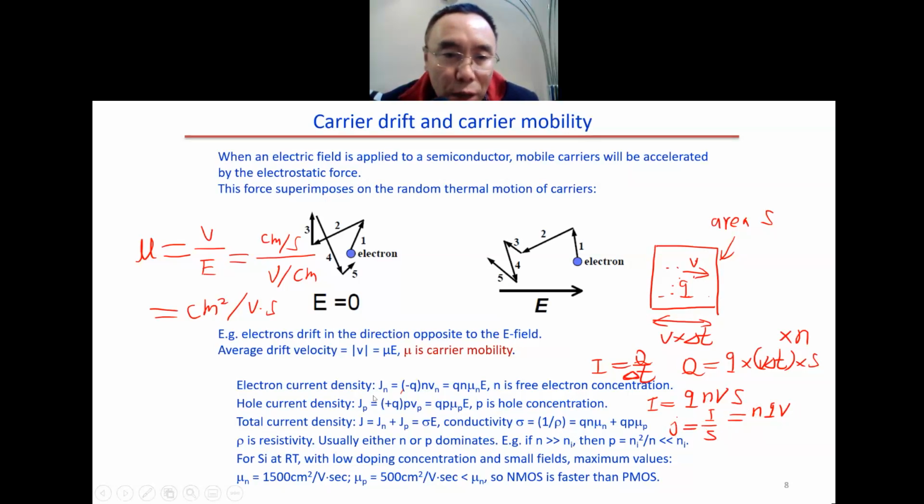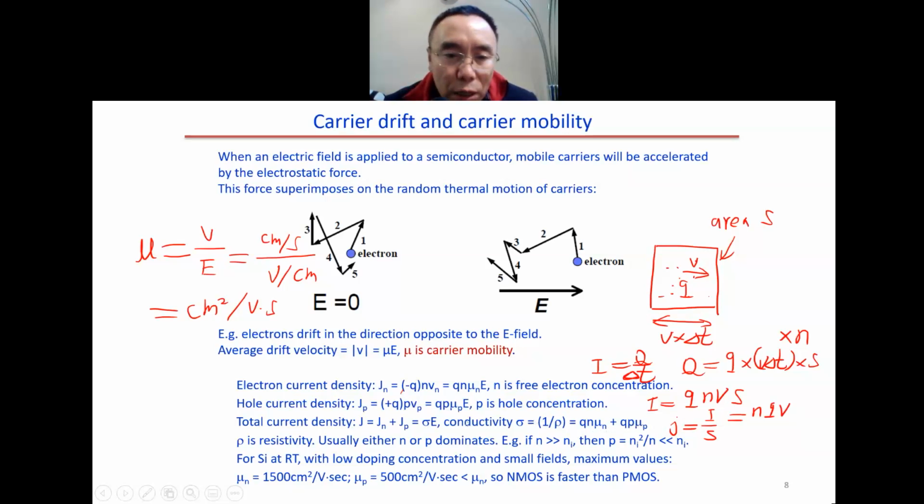For the case of electrons, when q is a negative charge, we have minus q n v_n, and this is the velocity for electrons. We know that v is given by mobility times the electrical field. So this is the electron current density. In the same way, the hole current density is given by q p mu_p E. The total current is the sum of the electron current and the hole current, and it is proportional to the electrical field. This is the conductivity. Conductivity is given by 1 over resistivity, equal to q n mu_n plus q p mu_p.